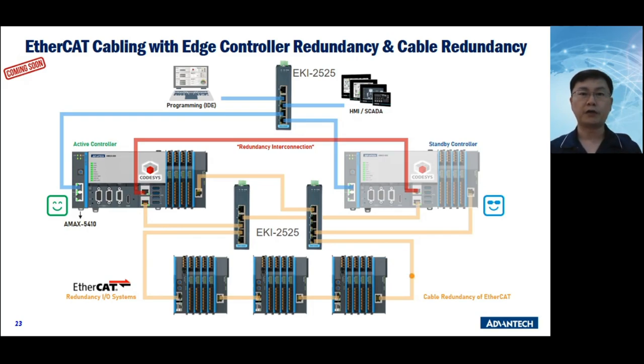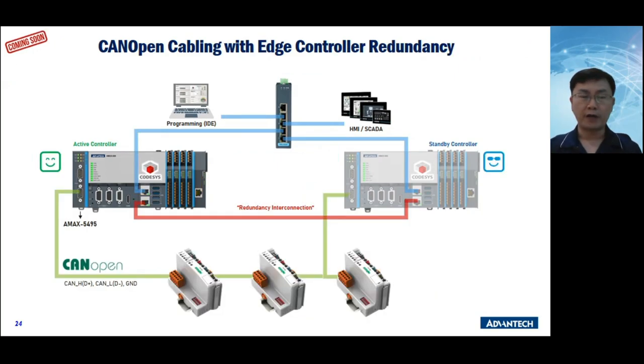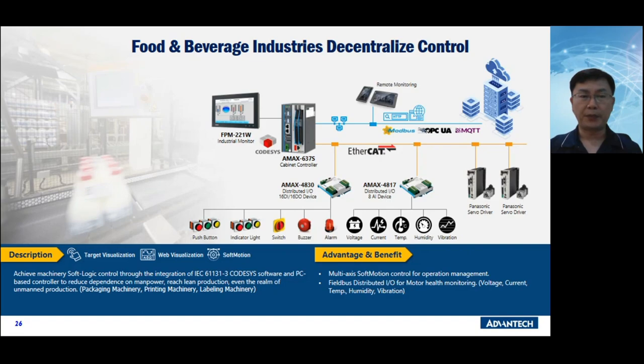Of course, not only the control redundancy, you can also bundle it with the cable redundancy to give you a perfect solution for those high design requirements. We have this CANopen cable ring and the edge control redundancy as well. So this is the application and the success cases we have done in the past.